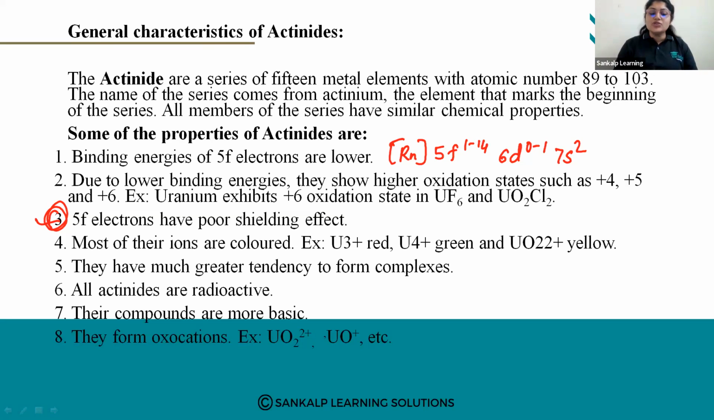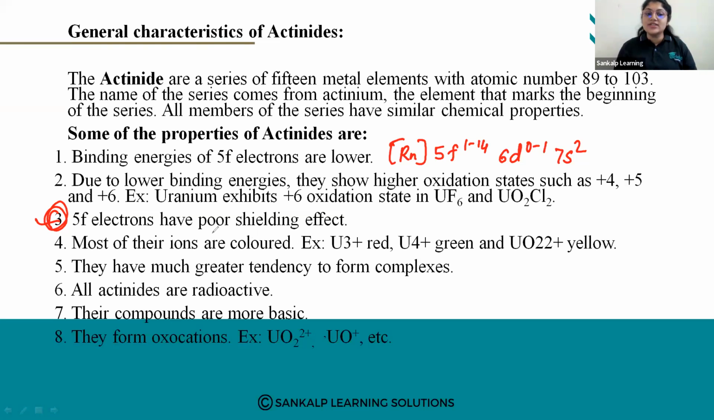However, this contraction is greater from element to element as compared to the lanthanoids. So, as compared to the lanthanoids, here the contraction is greater. So this is about ionic size. When you're talking about ionic size, because of the poor shielding of the 5f electrons, there will be contraction, and the contraction will be greater. So this is about ionic size.